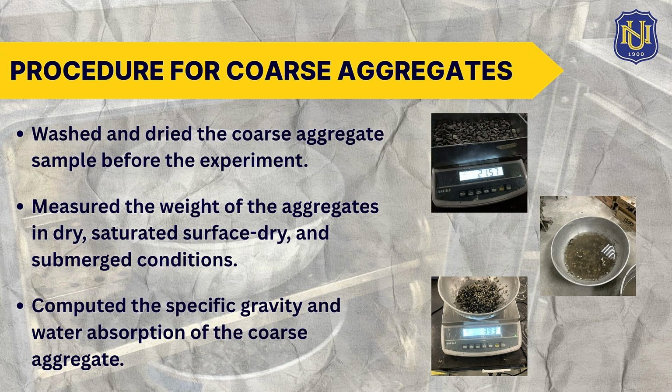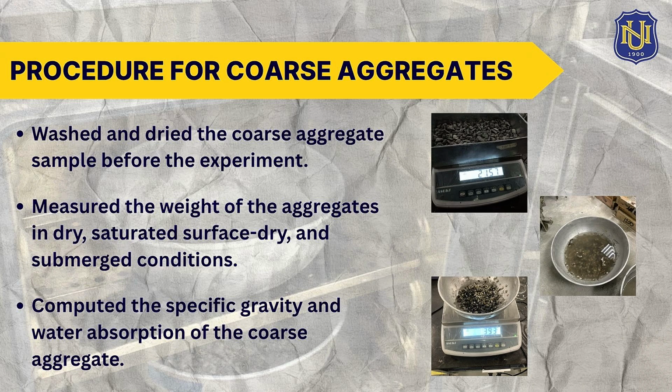For the coarse aggregate procedure, approximately 4,000 grams of gravel sample were weighed. The sample was soaked in water for 24 hours. After soaking, the gravel was removed and rolled in an absorbent cloth until all visible surface moisture was removed. At this stage, the aggregate reached the saturated surface dry condition. The SSD sample was then weighed.